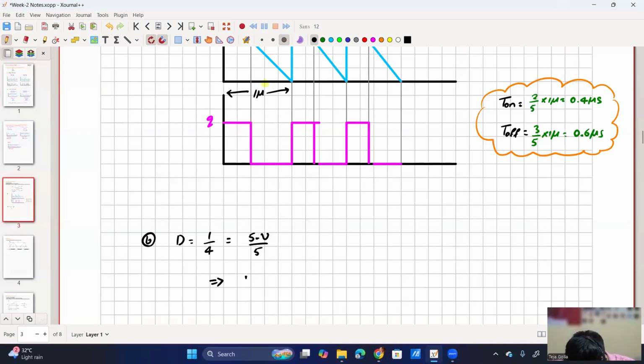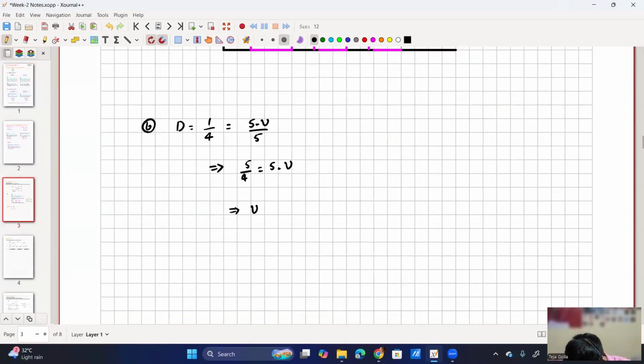25%, right? So 5 by 4 is equal to 5 minus V. So my V is 5 minus 5 by 4. So V is 15 by 4. Therefore, my V will be 15 by 4 volts to get a duty ratio of 25%.